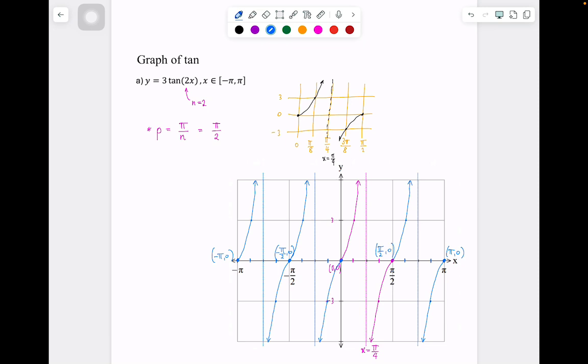Now you can see here that our asymptote will repeat every period. So if we add pi on 2, which is the same as 2 pi on 4, to pi on 4, we will get to our next asymptote, which is at 3 pi on 4. If we subtract 2 pi on 4, we will get from pi on 4 down to negative pi on 4, so x equals negative pi on 4. And if we subtract 2 pi on 4 once again, we will get to our final asymptote there.